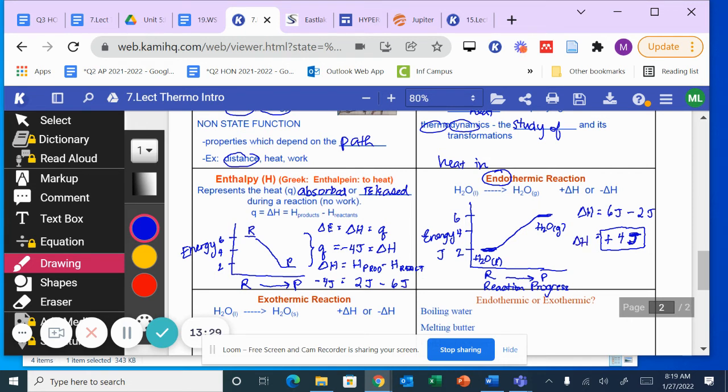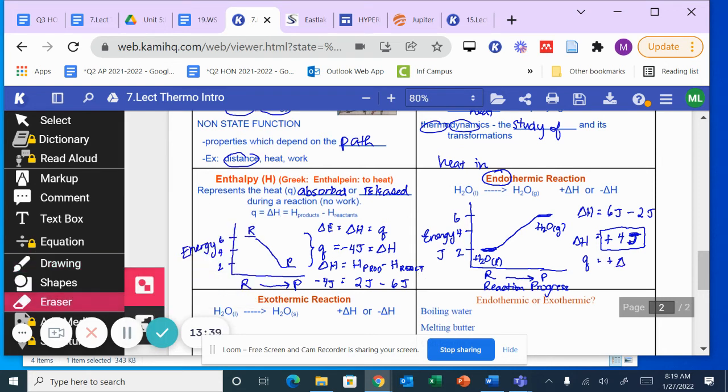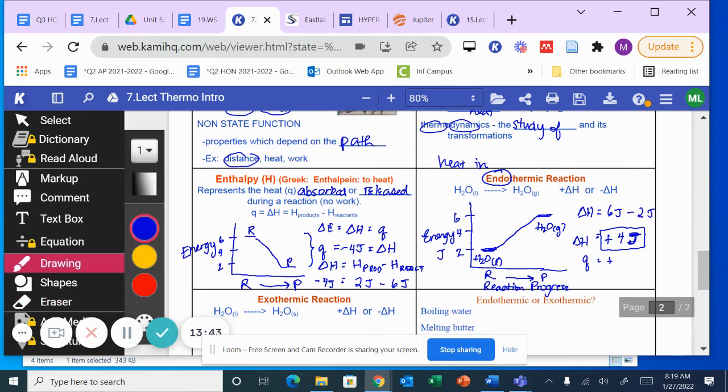In the lab, whenever we measure heat, it's also going to be equal to delta H. They're the same. So in the lab, we always measure heat, right? So whatever heat you measure, it's also the same as delta H. So if I say, what's the heat? You say 4 joules. What's delta H? You say 4 joules. What's the change in energy? You say 4 joules. Same thing.